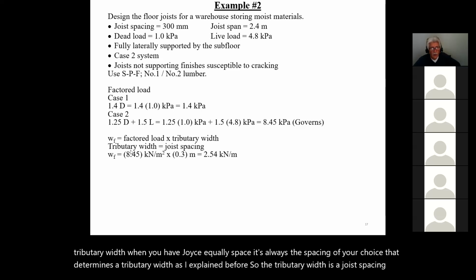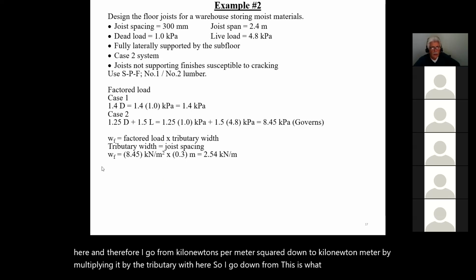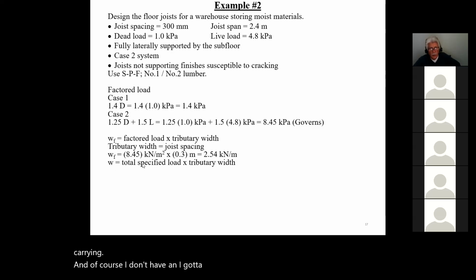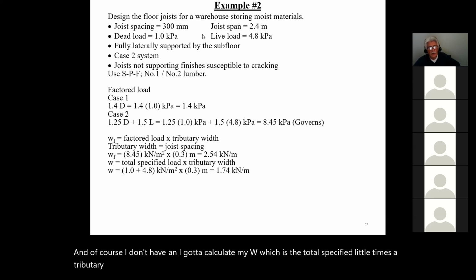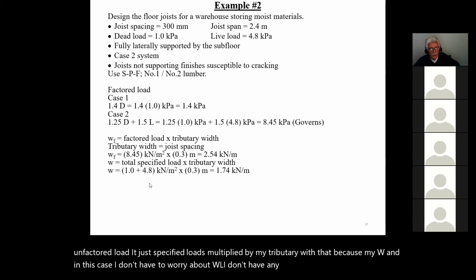And therefore, I go from kilonewtons per meter squared down to kilonewtons per meter by multiplying by the tributary width. This is what the member is carrying. And of course, I have to calculate my W, which is the total specified load times the tributary width. I add the 1 and the 4.8, and I don't factor them. These are all unfactored loads, just specified loads multiplied by my tributary width. So that becomes my W. And in this case, I don't have to worry about WL, since I don't have any material susceptible to cracking.